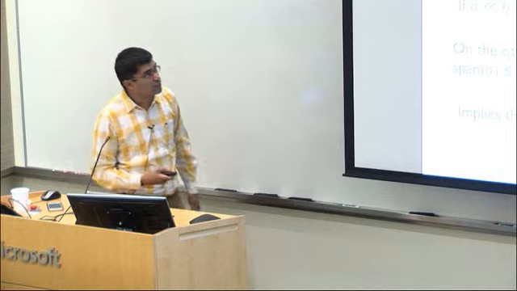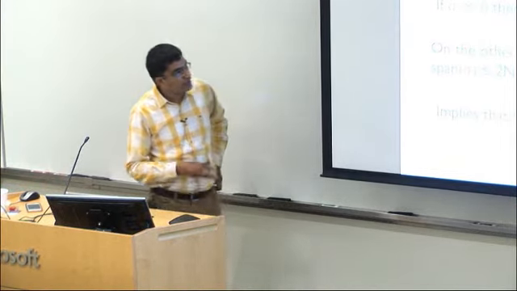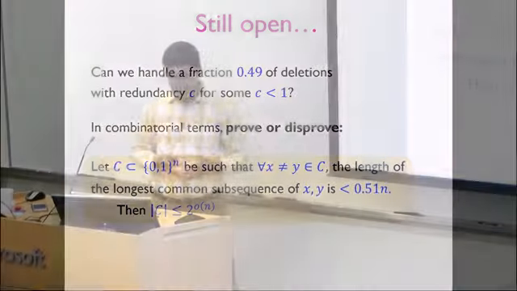And the square root 2 minus 1 comes because we give another construction where the ratio is basically 2 plus square root 2, which is about 3.414, and that gives you the better result. Again, let me remind you of this basic question which is still open. We still do not know if you can correct a fraction of errors of 0.49. That remains open.